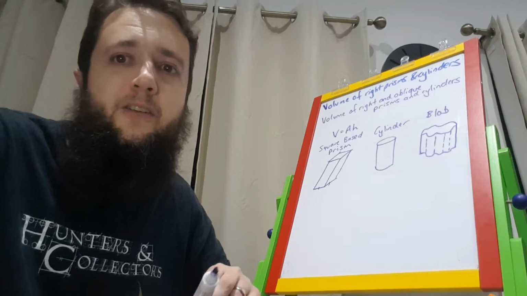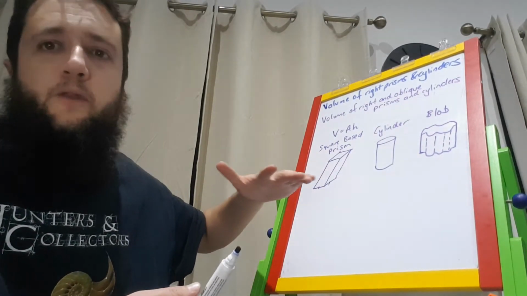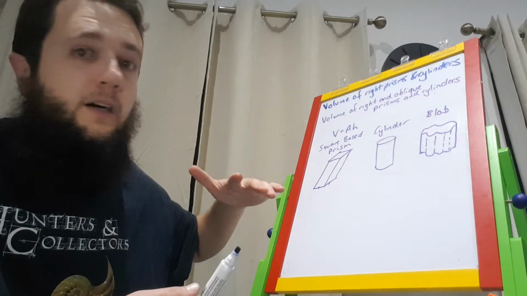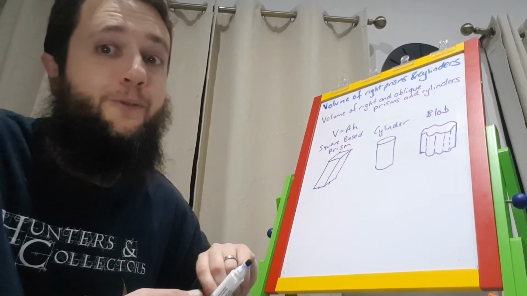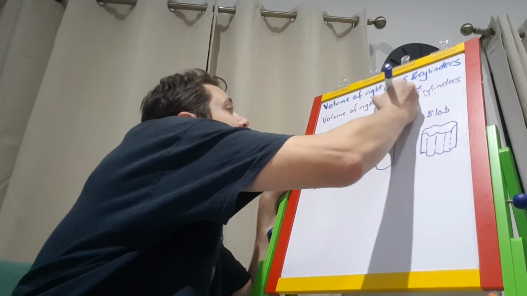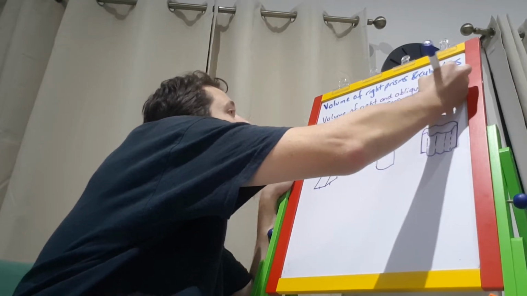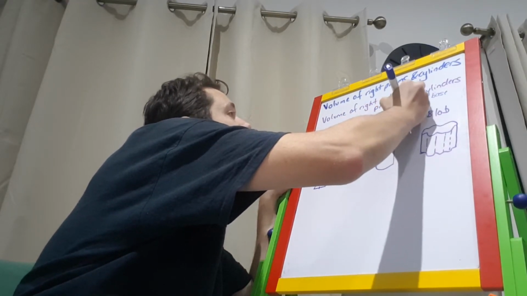So wherever you've got a uniform cross-section, the volume is simply the area times the perpendicular height, which is a bit of a trick. I'm going to write that up where A is the area of the base and H is the perpendicular height.